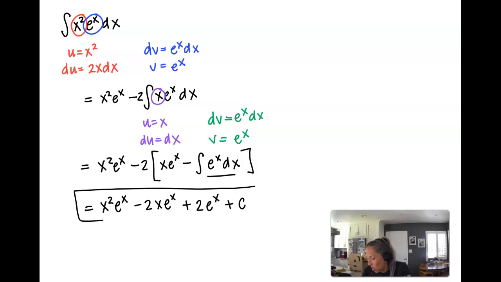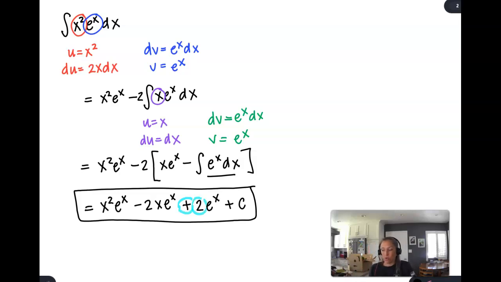So a whole lot of y'all did not have this plus, or you did not have this 2. You forgot to distribute that 2 or that negative sign to that final term, and that's where you ended up with a 3 out of 4 instead of full points on this.